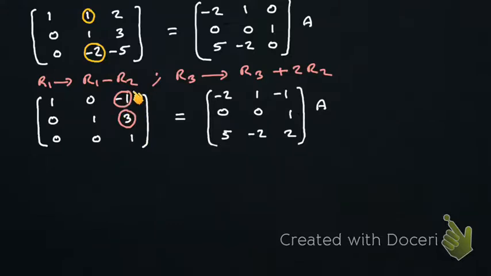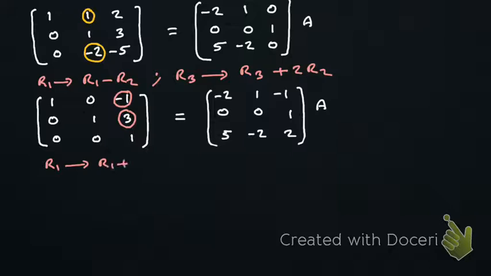So I want 0 here. Minus 1, how would I make it 0? Plus 1. So isn't it going to be R1 plus R3? And how will I make 3 into 0? 3 minus 3. How would I do that? 3 minus 3 times 1. So can I say that is same as R2 changes to R2 minus 3 times R3.